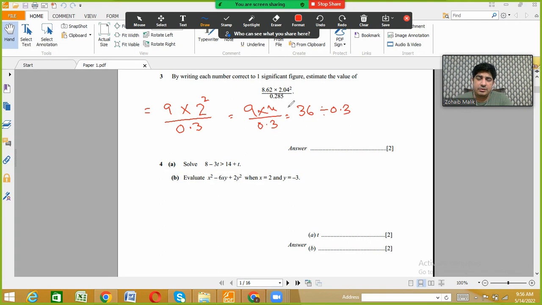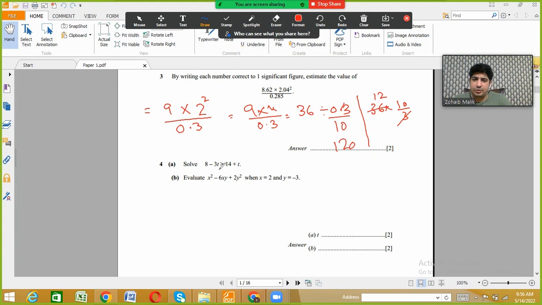The best way to divide by a decimal value is to write 36, the division sign, then 0.3. The point will be finished and this will become 3 over 10. So now this is 36 multiplied by 10 over 3. 3 12s are 36 and 12 tens are 120.